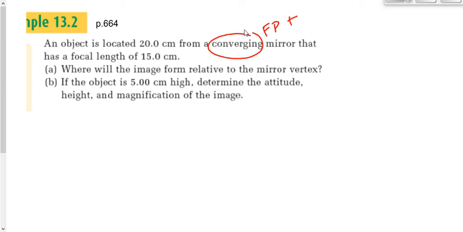Where will the image form relative to the vertex of the mirror? In other words, how far away from the mirror is it? And if the object is 5 centimeters high, what's the attitude? The attitude means right side up or upside down. What's the height and the magnification of the image?